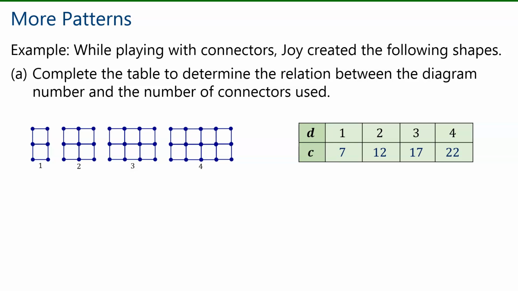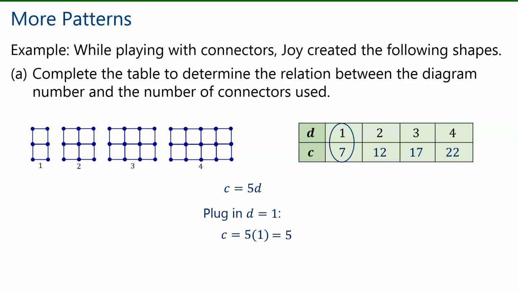So now to determine the relation, let's start by looking at what the output values, or the C values, increase by. 7 to 12 to 17 to 22, they all increase by 5. So we can start off with the equation C equals 5 times D. Next we plug in a value for D, and we can just use 1. 5 times 1 is 5. And looking at the table, we should have a value of 7.